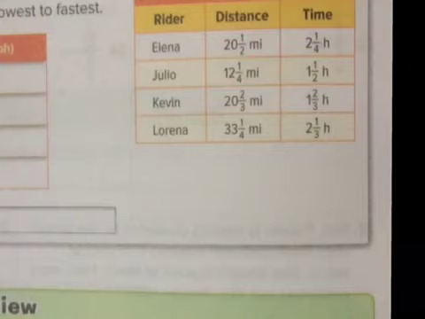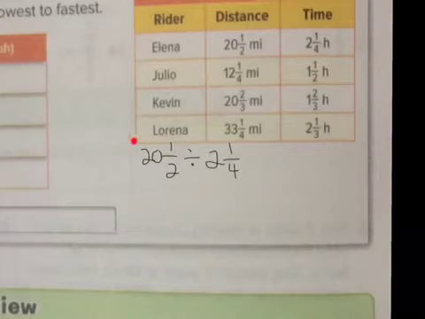So let's do Elena first. Follow my steps. Okay, go ahead and write it down. 20.5 miles divided by 2 hours and 1/4 of an hour. 2 1/4. So 2 hours and 15 minutes. Just like this. Write that down. Now we're going to convert these fractions into improper fractions. To do that, we have to multiply the denominator with the whole number and add the numerator. So multiply the denominator with the whole and add the top.